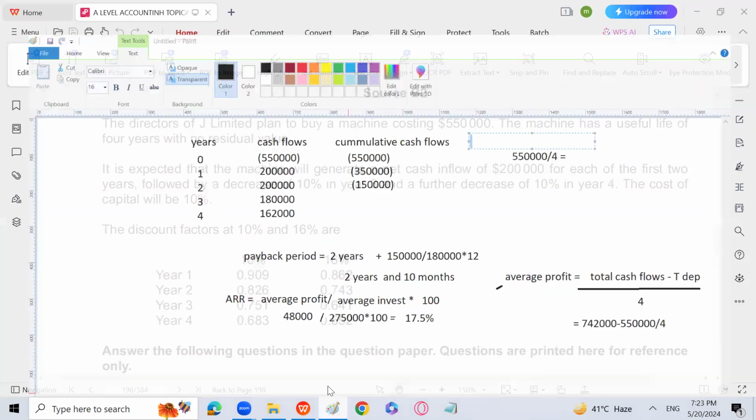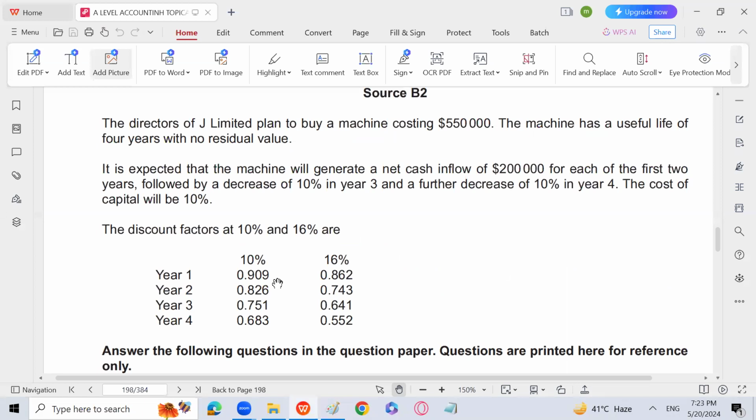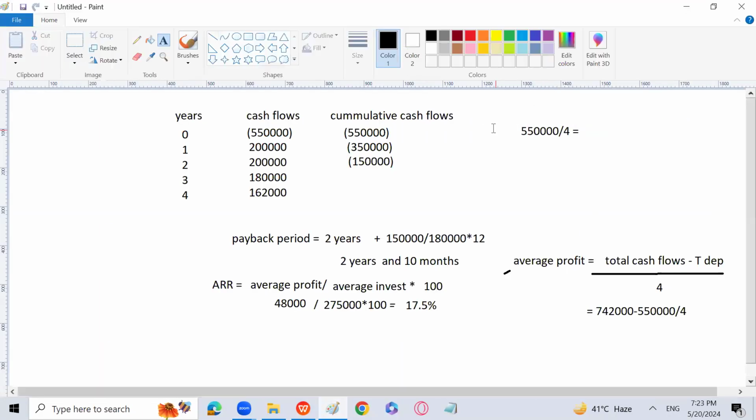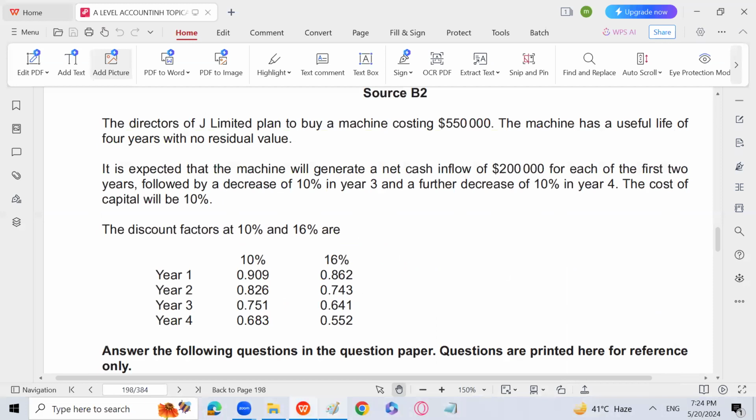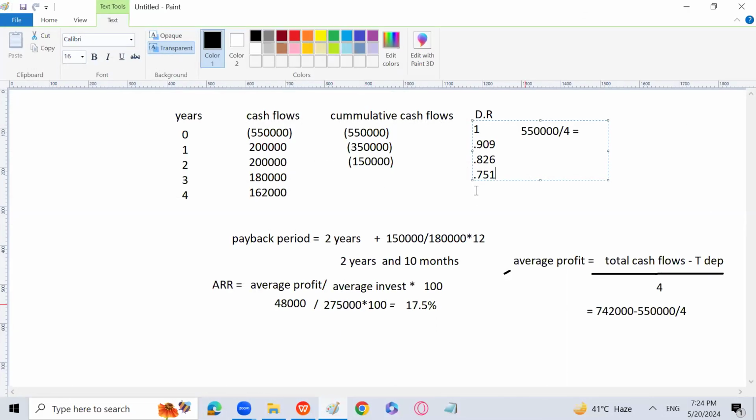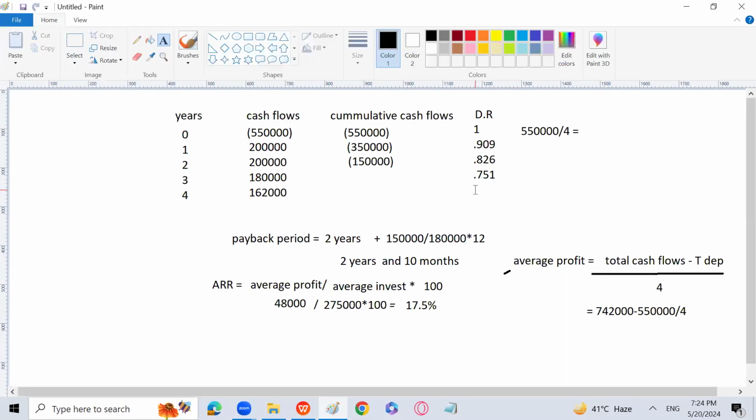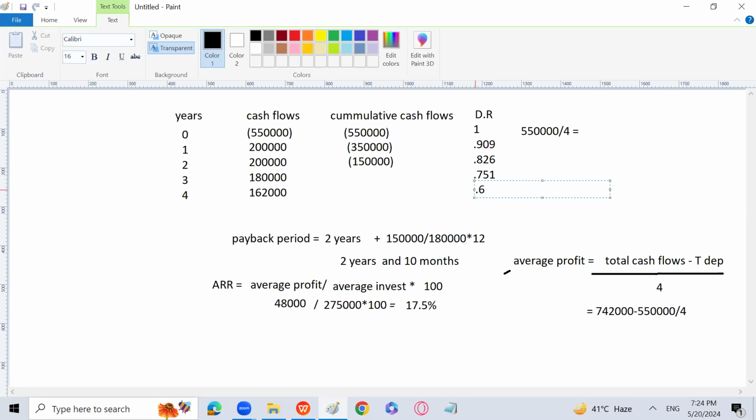What is the discount rate? That is 10%. So 0.909, 0.826, 0.751, and 0.683. Let me write it over here. Discount rate. The first discount factor is going to be 1, then 0.909, then 0.826, 0.751, 0.683. Generally in paper, we used to have a 10% discount rate, but it may change also. Doesn't mean that it will remain the same all the time, or that the examiner will give you the same discount rate. So now you will multiply.